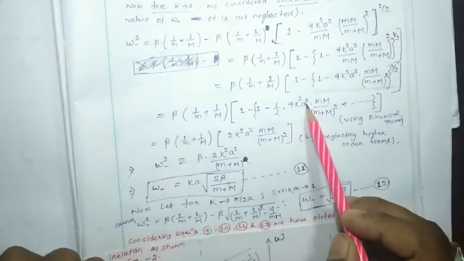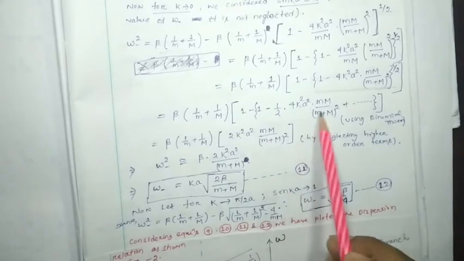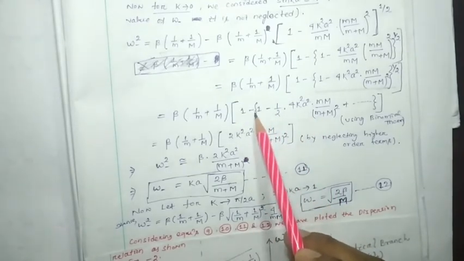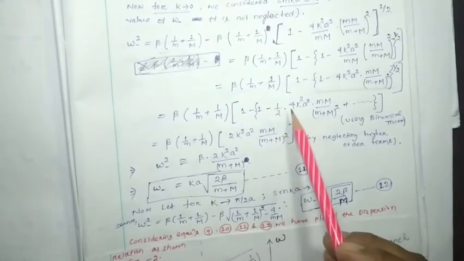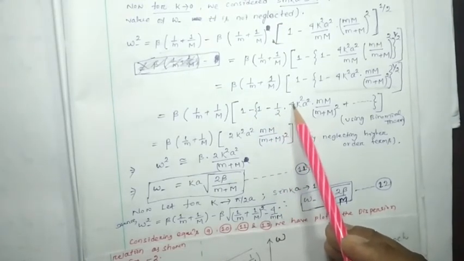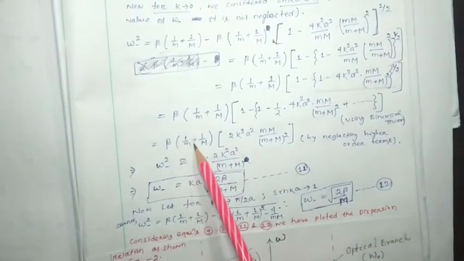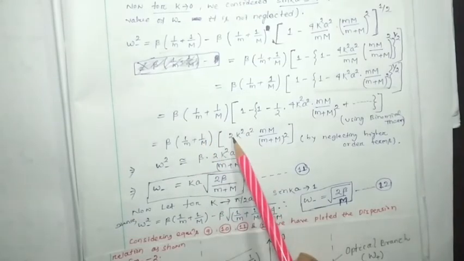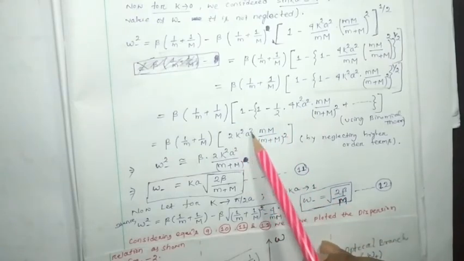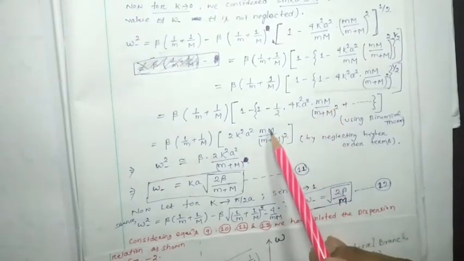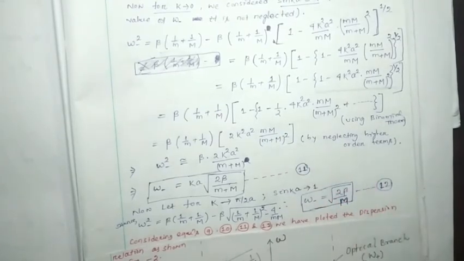So if we solve this one, 1 minus 1 gets cancelled. And this is minus, so plus we get, and 2 and 4 get cancelled, and we get beta into 1 by m plus 1 by capital M, into 2k square a square into m into m by m plus m square, by neglecting higher order terms.